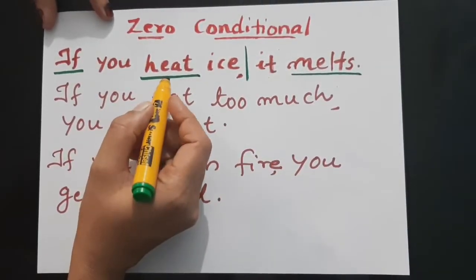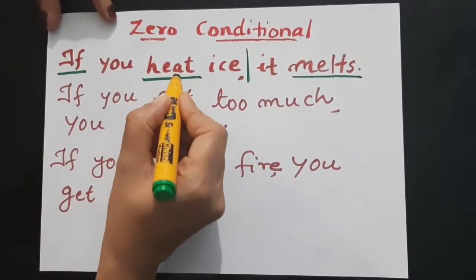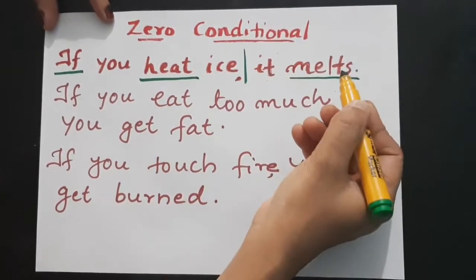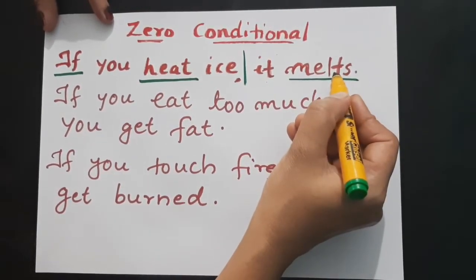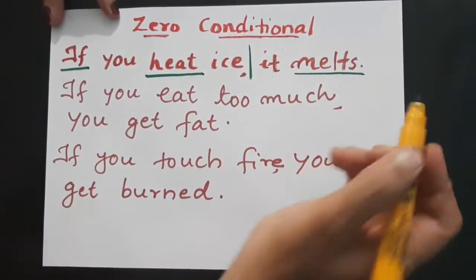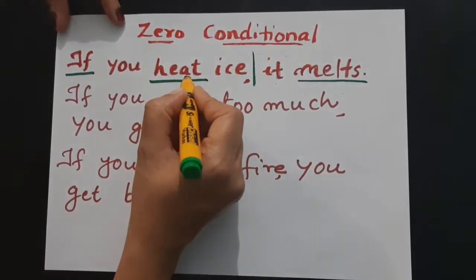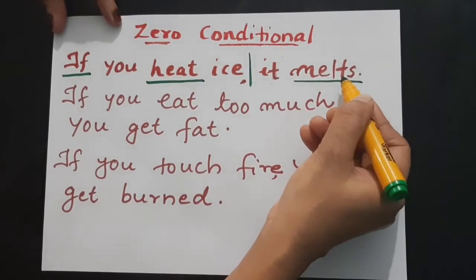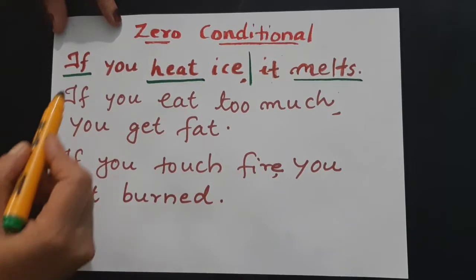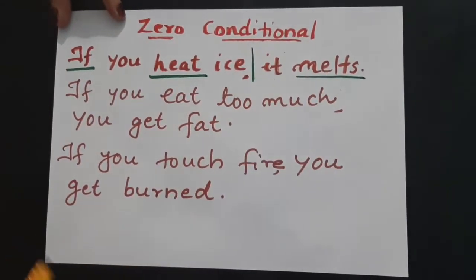So here in the sentence, in this subordinate clause or the if clause, the verb is in the present form. And in the main clause too, the verb is in the present form. So this is quite simple. In the if clause, there is the verb in the present tense form, and in the result clause also, the verb will be in its present form. That's why you got the answer like this: if you heat ice, it melts.